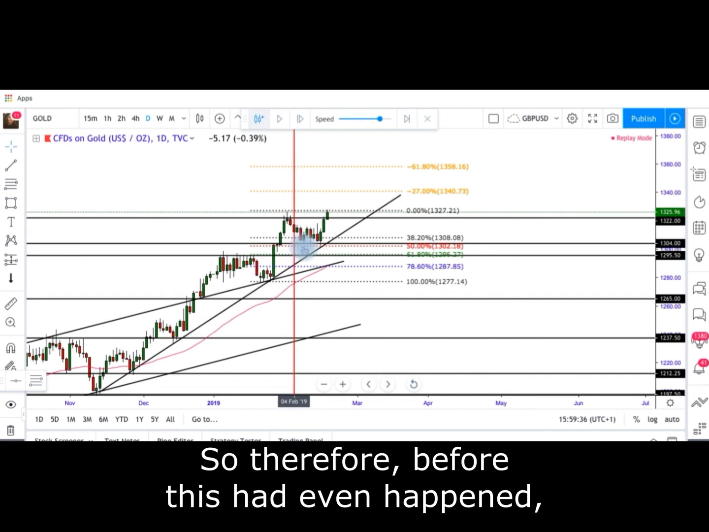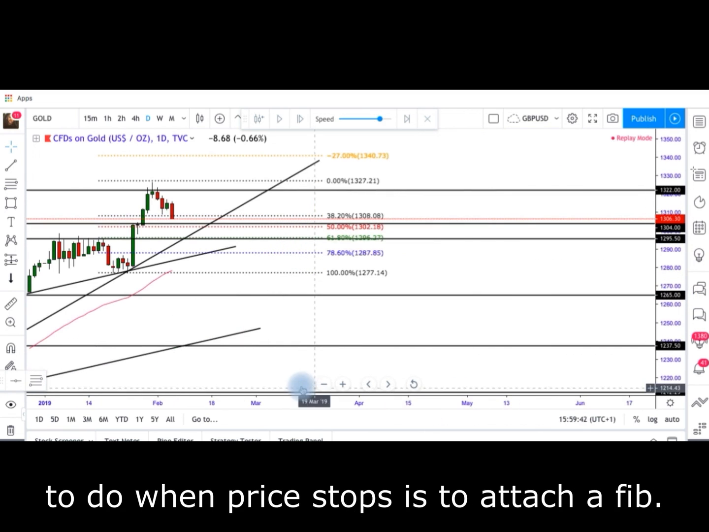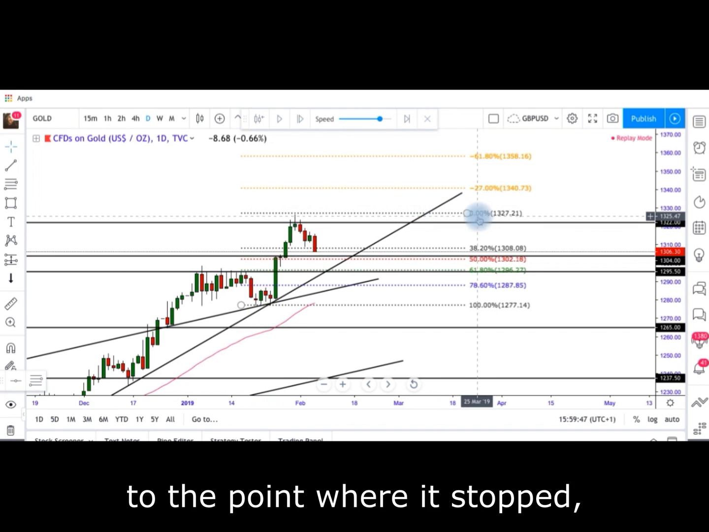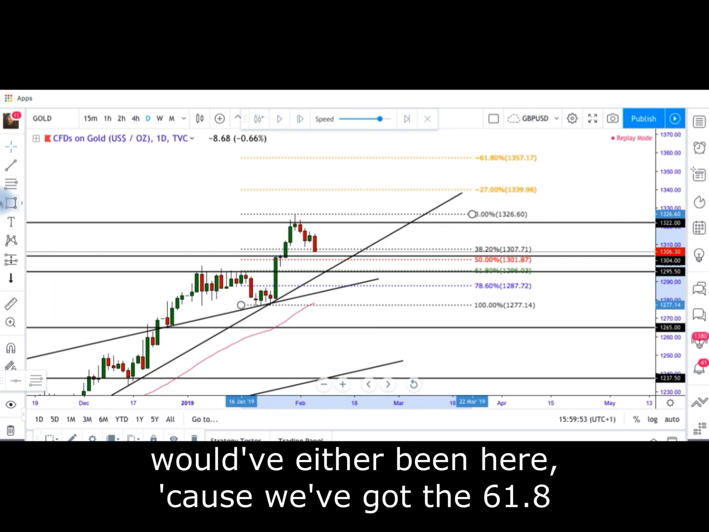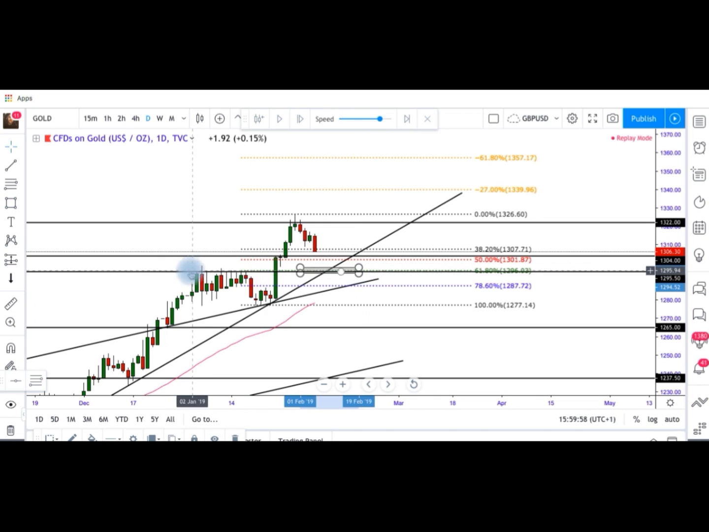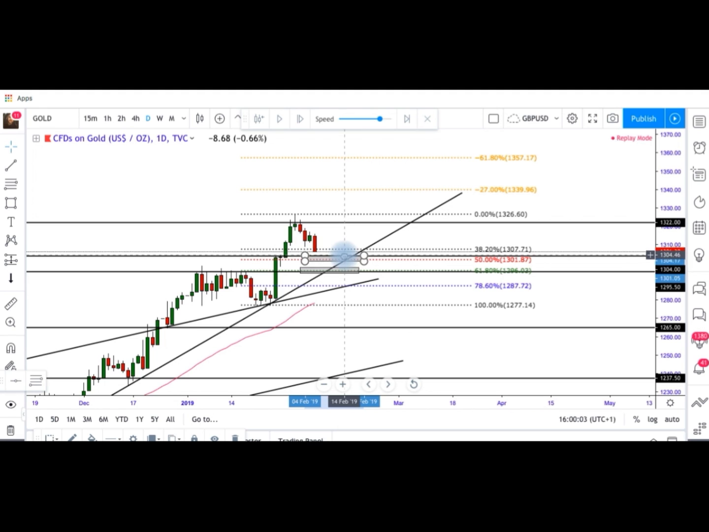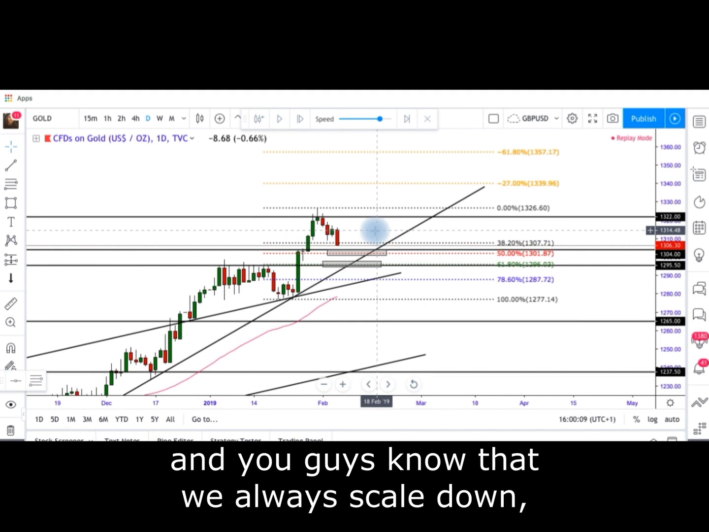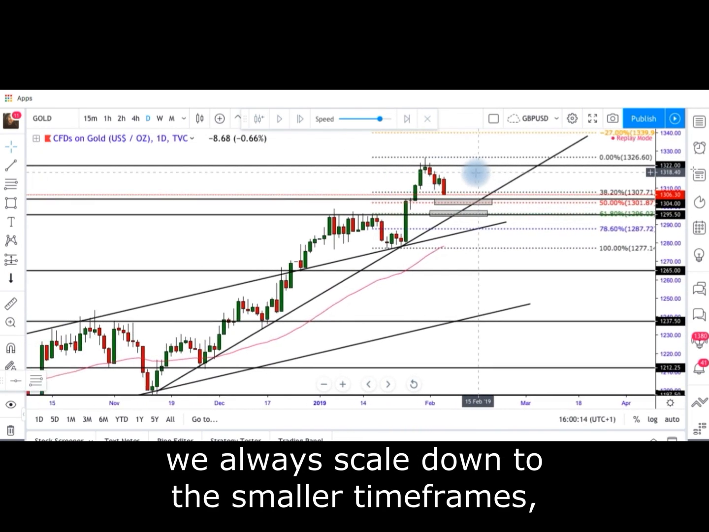So before this had even happened, when price had stopped at this structure, the first thing that I teach you guys to do when price stops is to attach a fib. Now we would have gone from this point to the point where it stopped. And we can quite clearly see that the area of interest in this case would have either been here, because we've got the 61.8 and previous market structure, or alternatively around the 50%. But this definitely would have been an area of interest. So with that being said, obviously we're on the daily and you guys know that we always scale down. We never just go off a daily or a 4 hour. We always scale down to the smaller time frames.